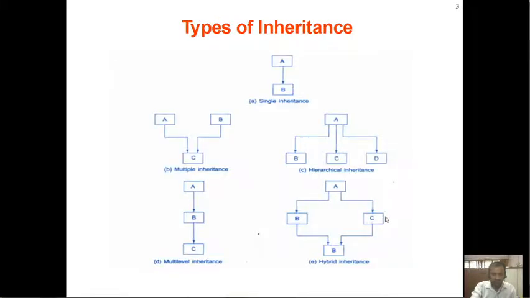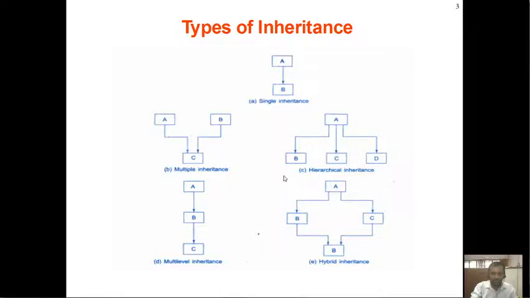This is the concept. So when we say types of inheritance, there are basically five types of inheritance. First is single inheritance. So in this case, we are creating a new class B from the class A. So there is one base class and there is one derived class. Then second is multiple inheritance. In this case, we are creating a derived class from more than one class. So in this case, we are inheriting class C from classes A and B. So this is multiple inheritance. So there are multiple base classes.